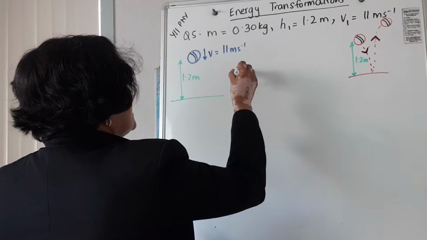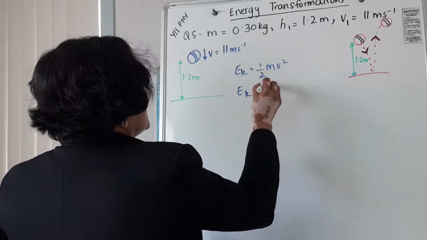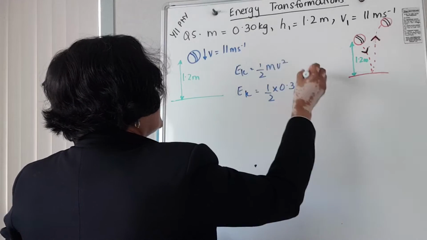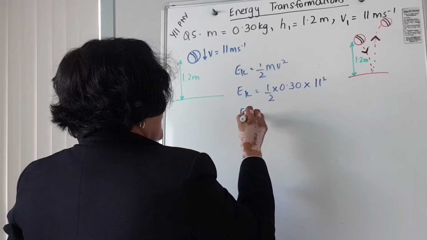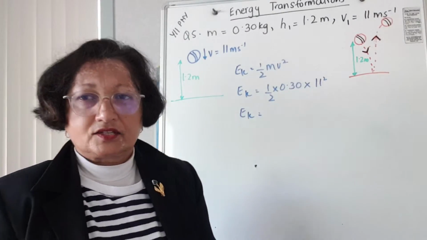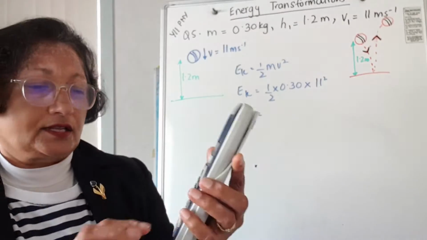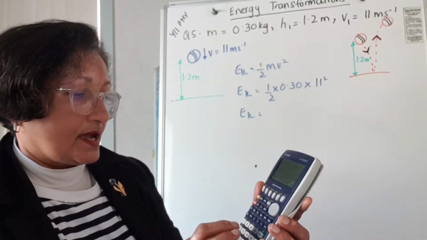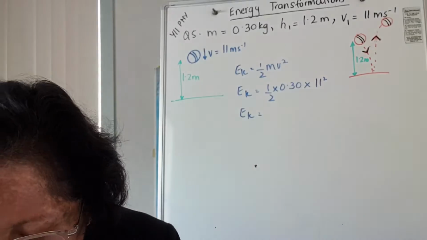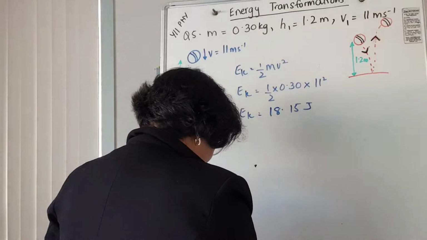So kinetic energy is half mv squared. So kinetic energy is half times mass, 0.30 kilograms, times 11 squared. And you put these numbers in your calculator. 0.5, which is the same as half, times 0.30 times 11 squared, and I get 18.15 joules. So this is 18.15 joules of energy.